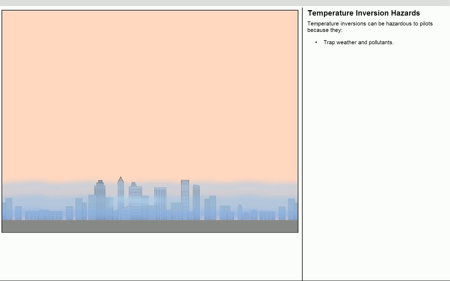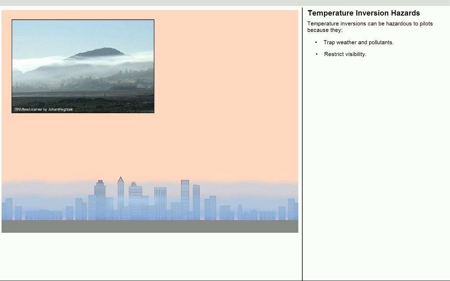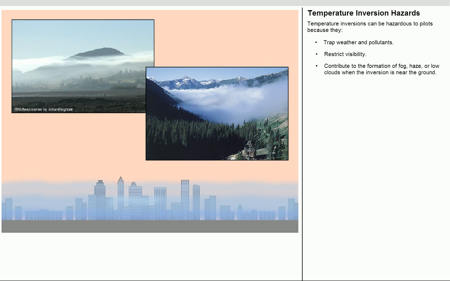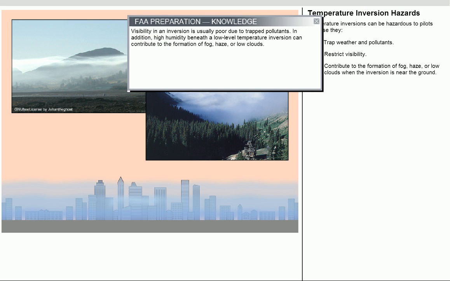Like many phenomena that influence weather, temperature inversions can be hazardous to pilots. They can trap weather and pollutants, effectively sealing in an area. The concentration of these trapped pollutants restricts visibility. A temperature inversion can also contribute to the formation of fog, haze, or low clouds when the inversion is near the ground and the humidity in the area is high.